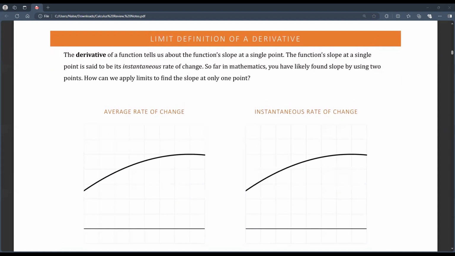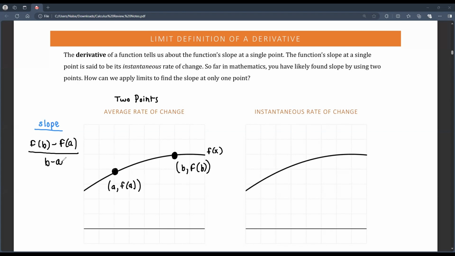Earlier, we talked about how a function's derivative gives the slope at a single point. This is called an instantaneous rate of change. But how can limits help us define a derivative? Well, it starts with finding the slope between just 2 points. Remember, that slope reflects a change in y divided by a change in x. This is a good starting place for us.